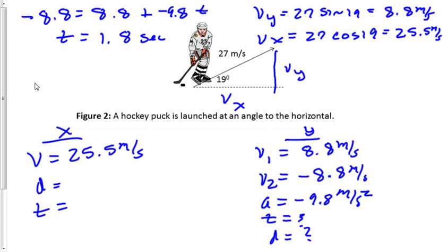The other way of doing it is the d equals v1t plus 1/2 at squared equation. Now here we'll plug in 0 for our total displacement because it goes up and then all the way back down in the y direction. So 0 would be the total displacement. So 0 is equal to v1, which is 8.8, t plus 1/2 negative 9.8 times t squared. You can either factor this or use the solver in your calculator, and time will still equal 1.8 seconds.